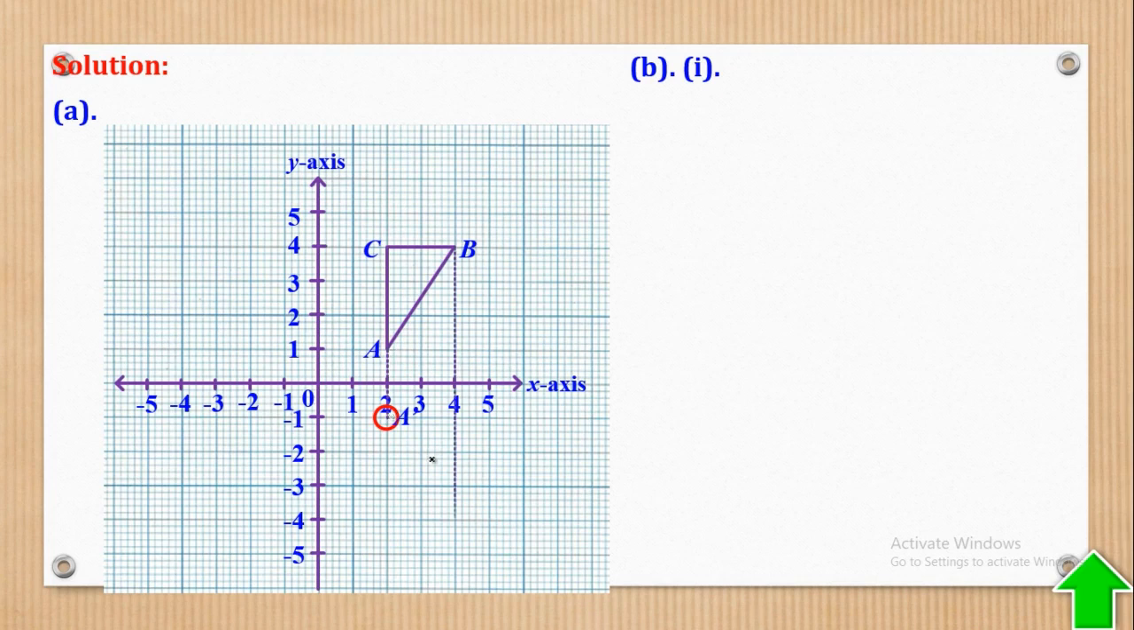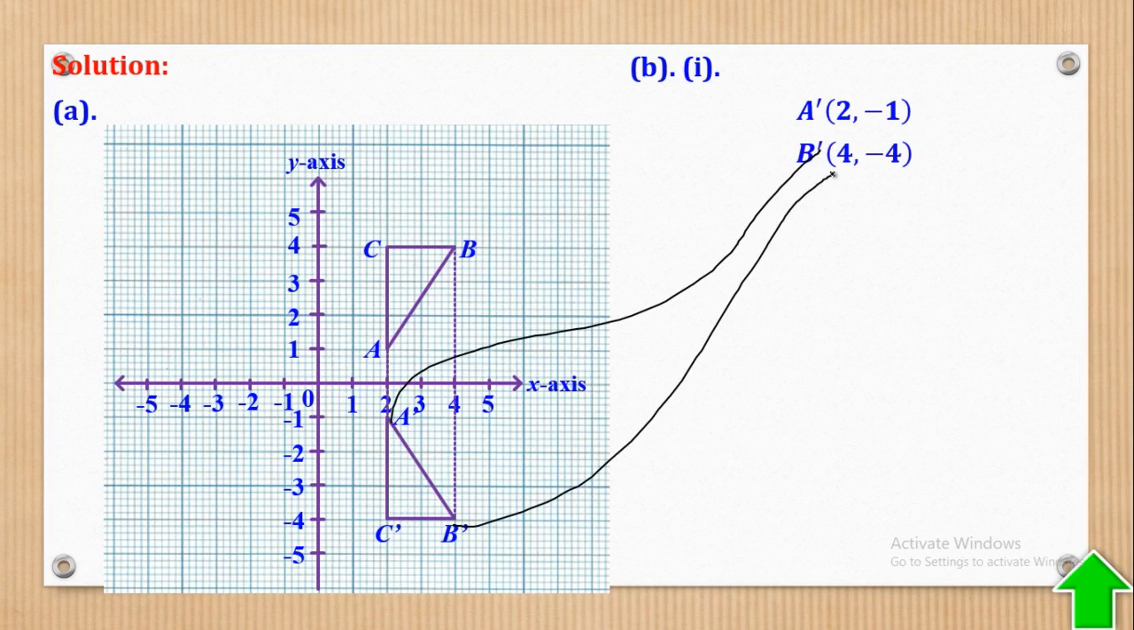Then for B prime, do the same also. This is 1, 2, 3, 4 to the mirror, therefore from the mirror to the image it will be 1, 2, 3, 4, and that will be B prime. Then for C prime, do the same, count 1, 2, 3, 4, 1, 2, 3, 4, and that will be C prime. The next is to join A to B, B to C, and C to A, and that will be your image. They told us to state the coordinates. So A prime is 2, -1, B prime is 4, -4, and C prime is 2, -4.